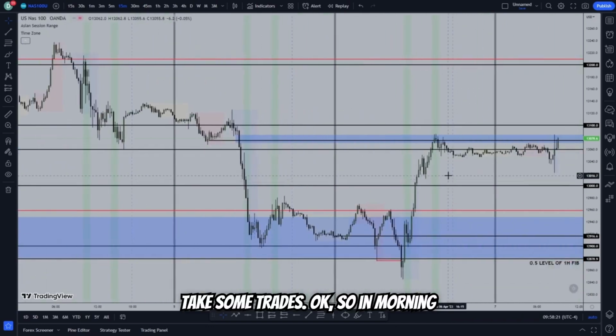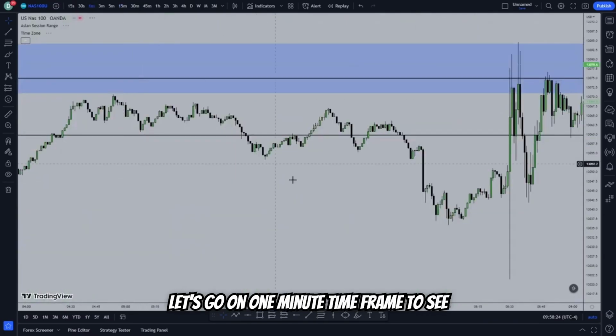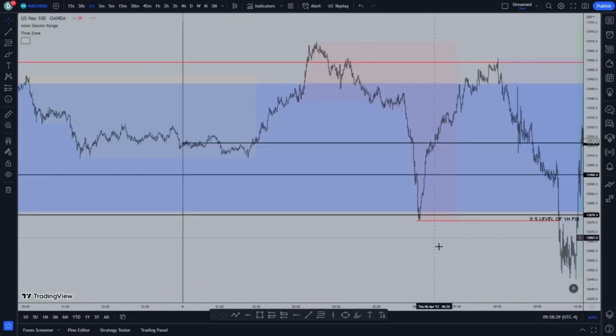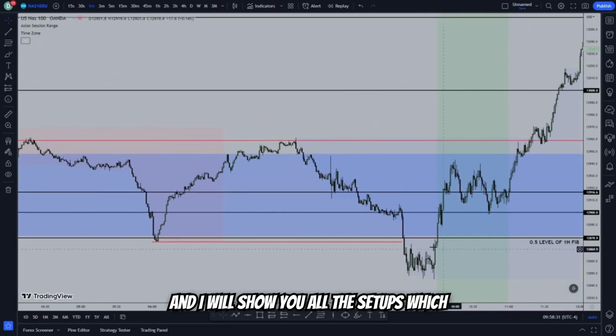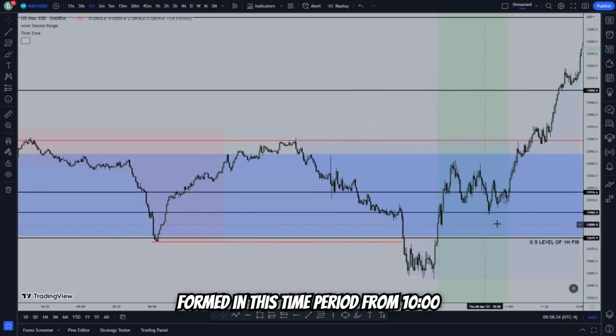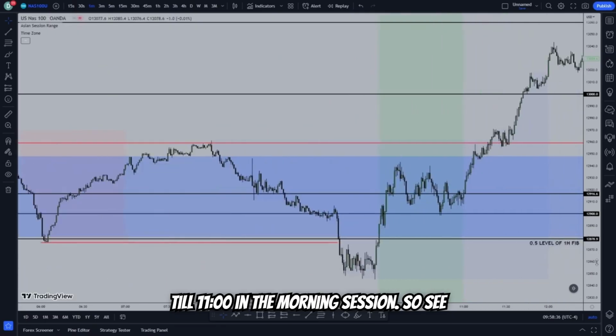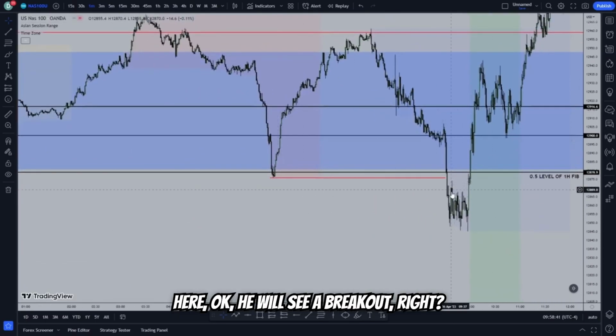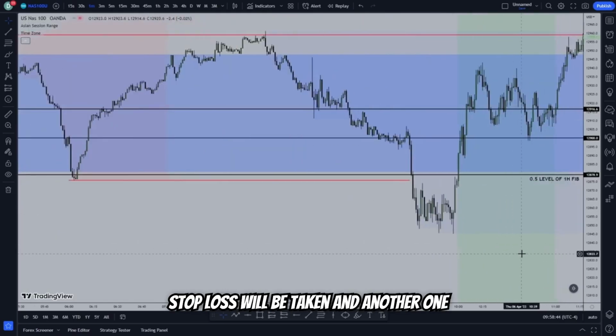So in the morning session, how could you have entered? Let's go to the 1 minute time frame to see, and I will show you all the setups which formed in this time period from 10 till 11 o'clock in the morning session. See, if any retail trader comes in over here, he will see a breakout, right? He will try to sell from here, so his stop loss will be taken.